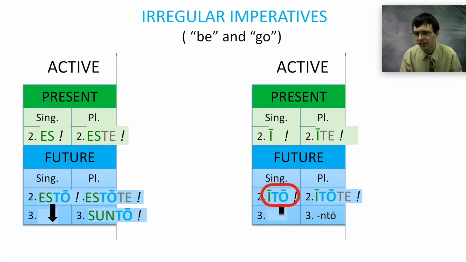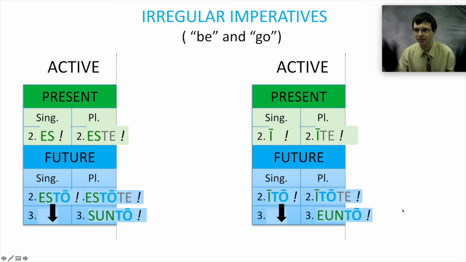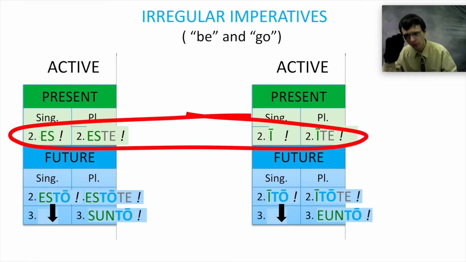Itote. I've never seen this form. Okay, I'm sorry. Now, if sunto over here was the third person in be, what do you think the third person in go is? Yeah, remember the weird form? Eunt, just like sunt, eunto. Okay, but I've never seen that. These are the only ones you need to know. So get a good look at that, because we're going to use it in a second in the practice.